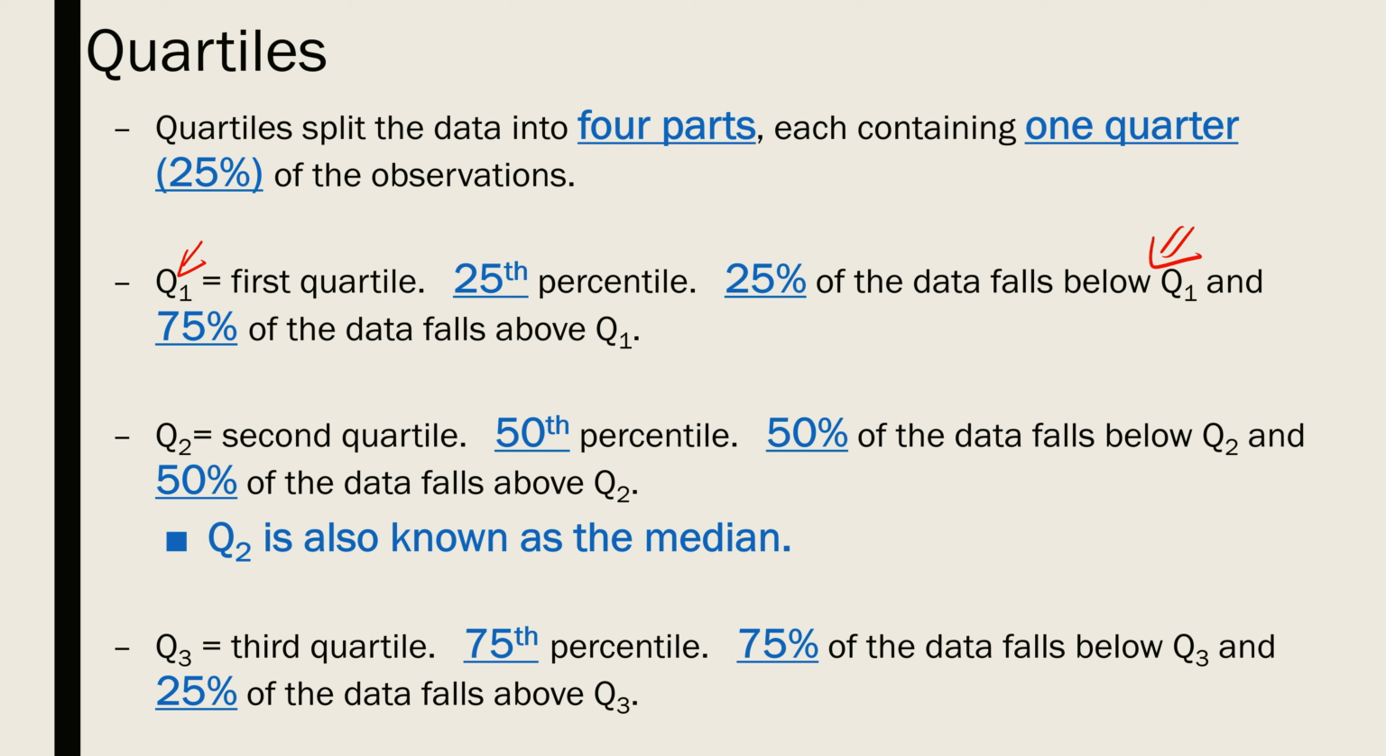Q2 is actually something we have already known. It is just the median, the 50th percentile. 50% of the data falls below Q2 and 50% of the data falls above Q2. Q3 is the third quantile. It is also the 75th percentile. It means 75% of the data falls below Q3 and 25% of the data falls above Q3.